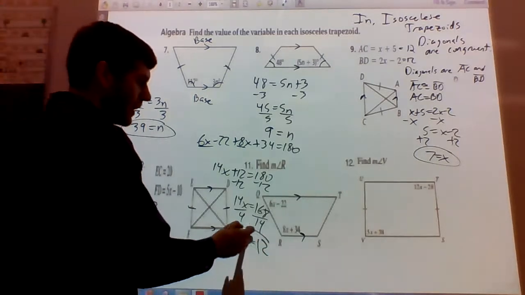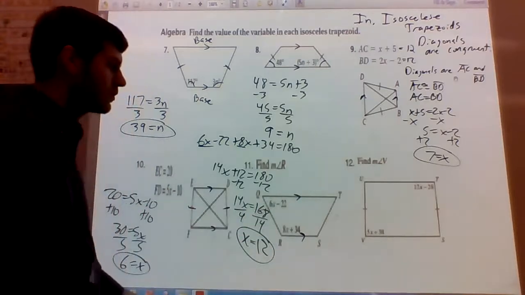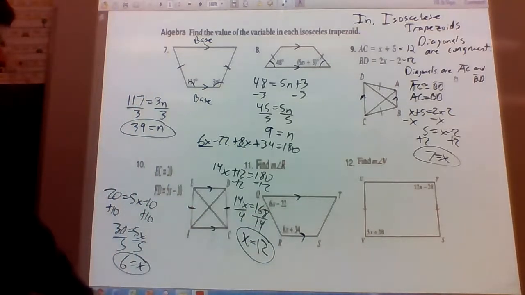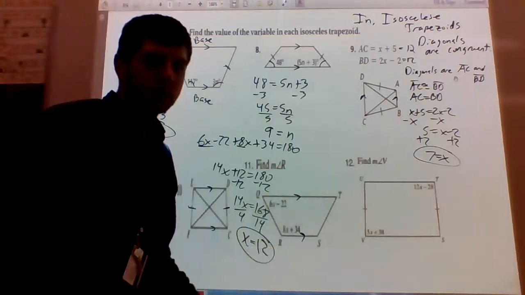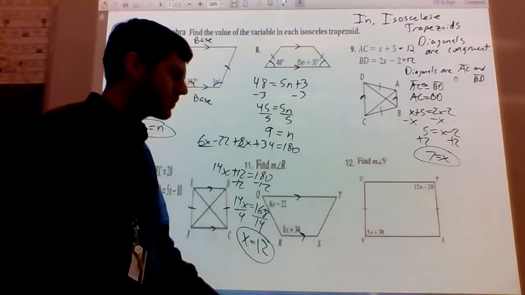Okay, we can substitute back in to make sure it works. 6 times 12 is 72. 72 minus 22 is 50. 8 times 12 would be 96. 96 plus 34 is 100, and then 130. 130 plus 50 is 180, so we know we have the right answer.